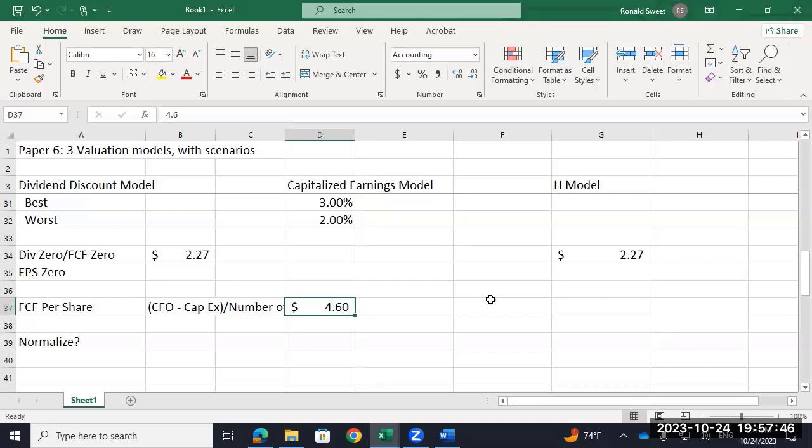If your firm has losses, then again, you're going to have to normalize. If the last year was a loss, you have to figure that out. I don't think any of your firms have losses recently, so you'd probably be okay. All right.